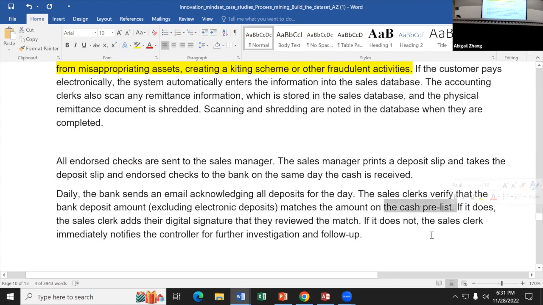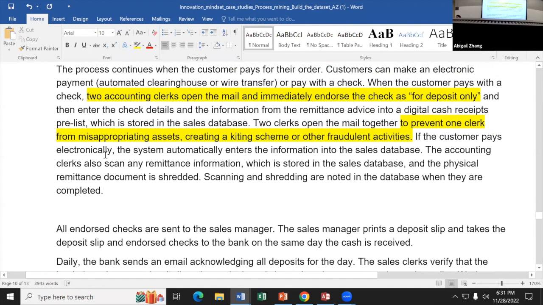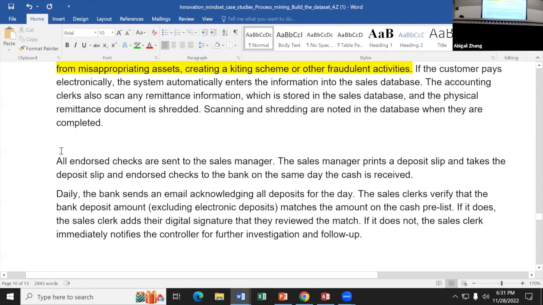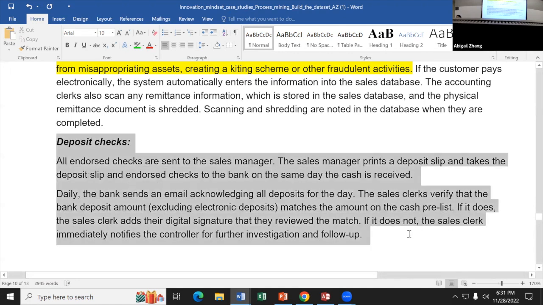The cash pre-list is compiled by the two employees who open the cash. Let me highlight this cash pre-list here in a different color. They are matching that amount to the cash pre-list. If the number matches, then that's fine. If not, then they have to follow up. So I would name this process deposit checks.